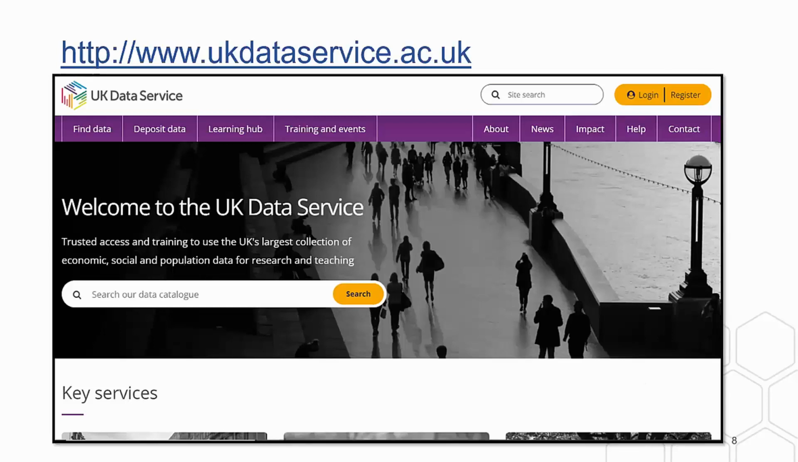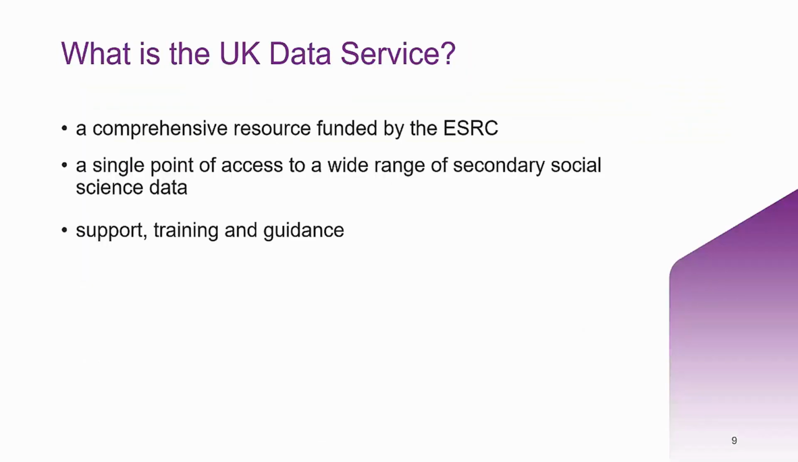So now you know what secondary analysis is, but where would you find data that's already been collected? This is where the UK Data Service, which holds the largest collection of social science data in the UK, comes in. We are a comprehensive resource that is funded by the ESRC, and our main job is to be a single point of access to a wide range of secondary social science data. The main purpose then is really the collection, the ingest, and the processing of data, and then further dissemination of that data for people to use. In addition to that data infrastructure core, we also have a service layer which provides extensive support, training, and guidance.